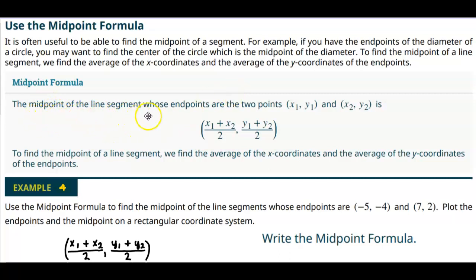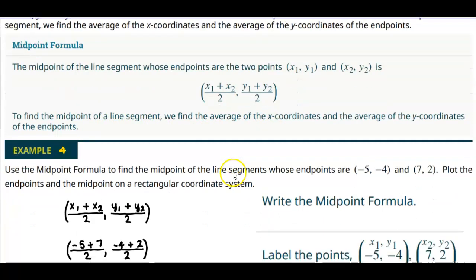The midpoint of the line segment whose endpoints are the 2 points (x1, y1) and (x2, y2) is the following. The first coordinate of the ordered pair is (x1 plus x2) over 2, and the second is (y1 plus y2) over 2. To find the midpoint of a line segment, we find the average of the x-coordinates and the average of the y-coordinates of the endpoints.